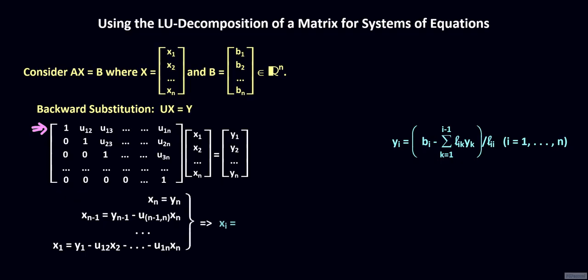In general, x sub I should be equal to y sub I minus the sum of the product of u sub ik and x sub k. The index k in the summation starts at 1 more than the index I. So k starts at I plus 1 and finishes at k equals n. Because this is coming from backward substitution, we have a sort of reverse recursion with I starting from n, going all the way down to 1.